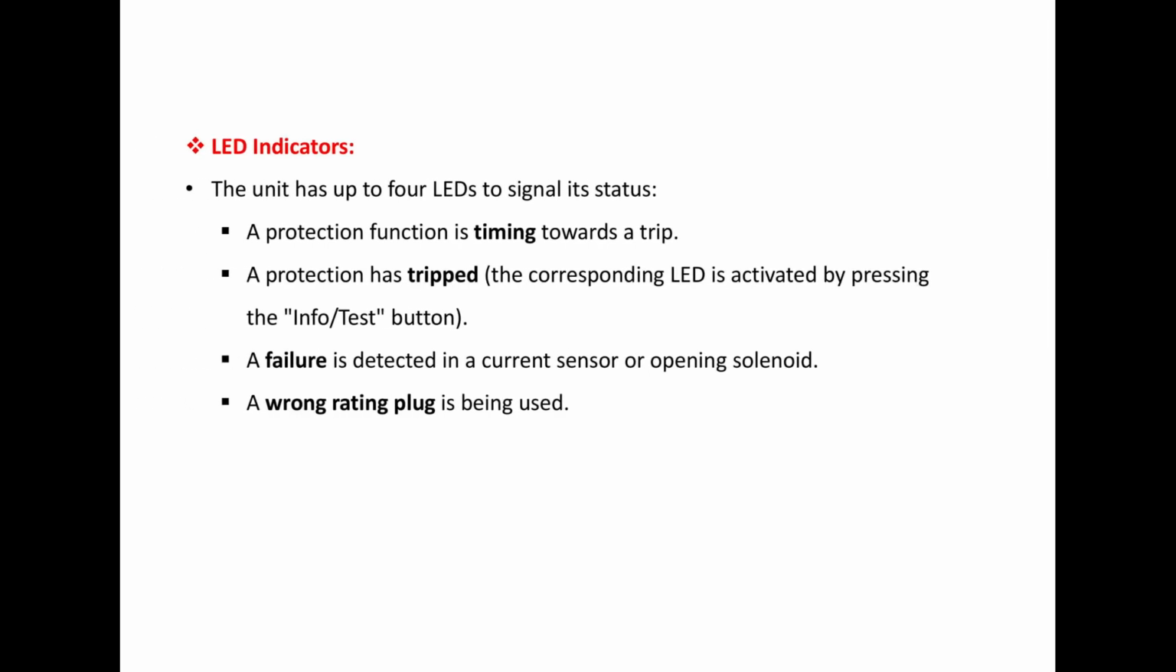Let's come to the LED indicators. The final section covers the LED indicators. The unit has up to 4 LEDs to signal its status. These LEDs can indicate that a protection function is timing towards a trip, and when a trip has occurred, which is activated by pressing the info or test button. This can also indicate a failure has been detected in a current sensor or opening solenoid, or also indicate when a wrong rating plug is being used.